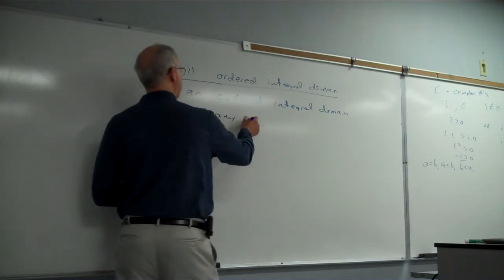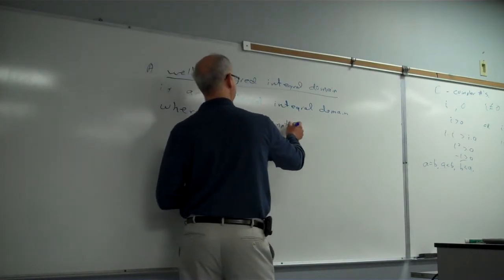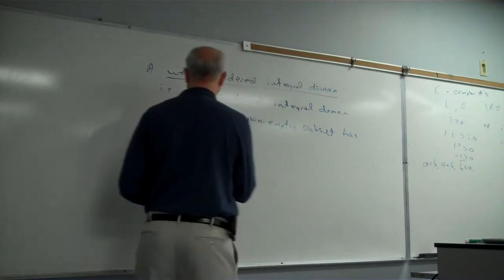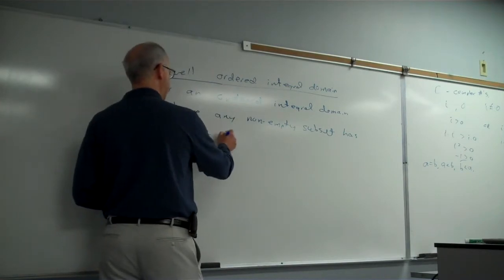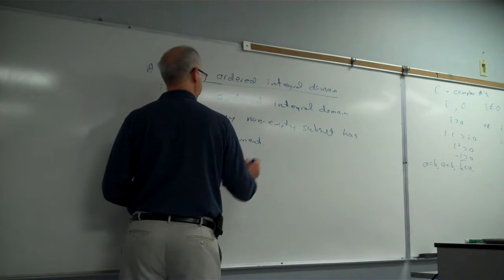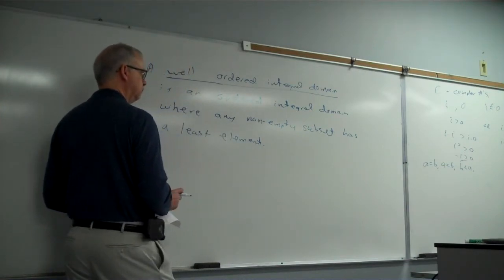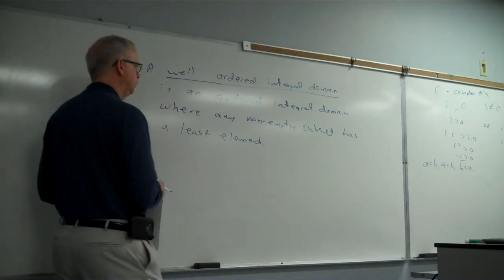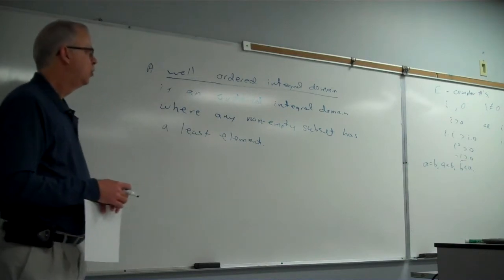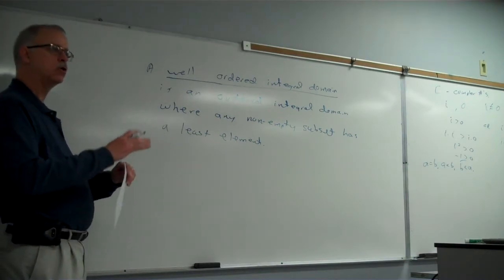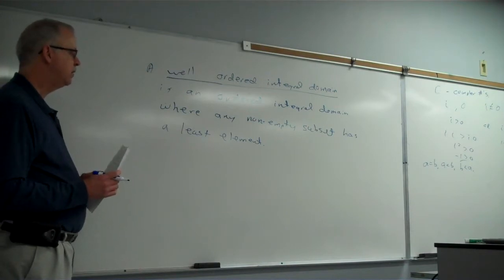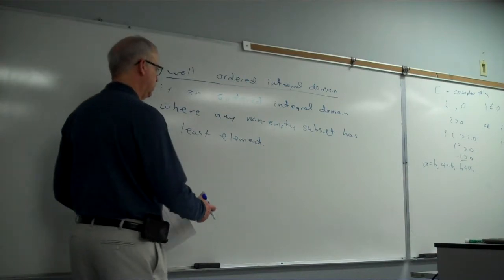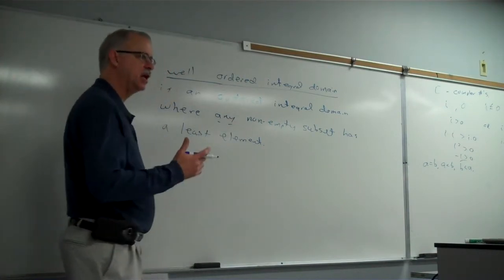Where any non-empty subset has a least element. So we've got an integral domain. There's an order on the integral domain. And the question is, if we pick a subset, any subset, can we always figure out the least element?